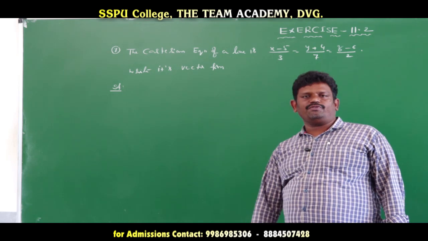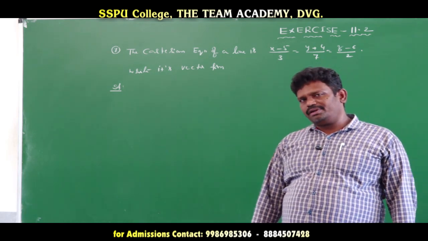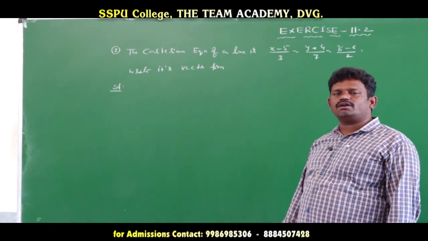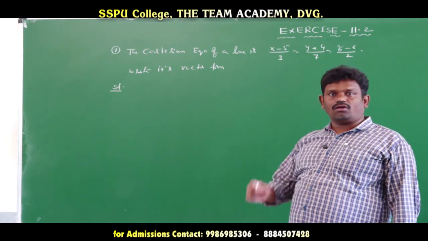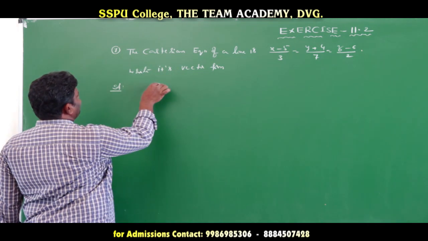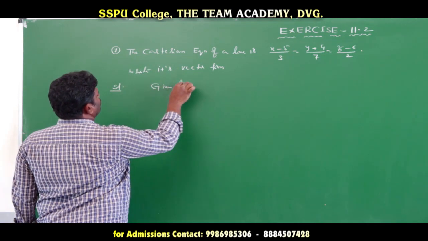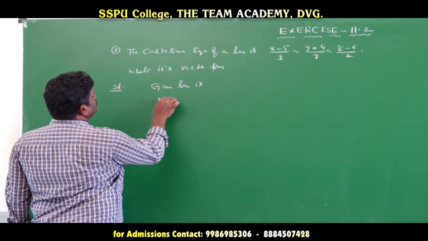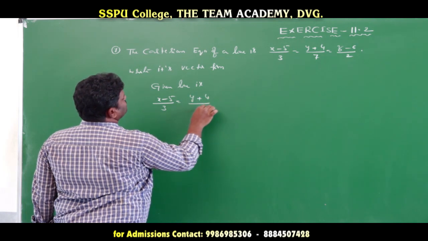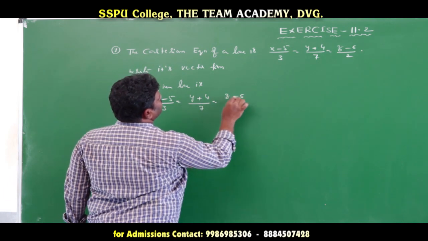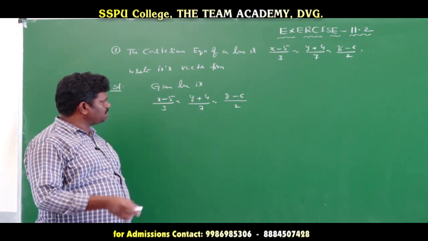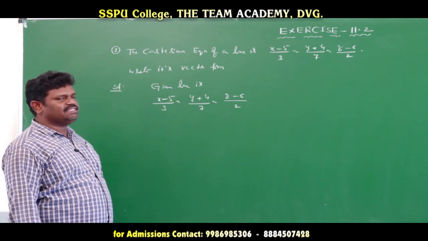So that's why vector form, if you want, means r bar is equal to a bar plus lambda into b bar. So a bar is nothing but the position vector of the given point. B bar is what? Direction ratios of that line, or a vector parallel to the line. So the given line is x minus 5 by 3 is equal to y plus 4 by 7 is equal to z minus 6 by 2. So this is passing through the point 5 comma minus 4 comma 6 and parallel to the vector 3i cap plus 7j cap plus 2k cap.